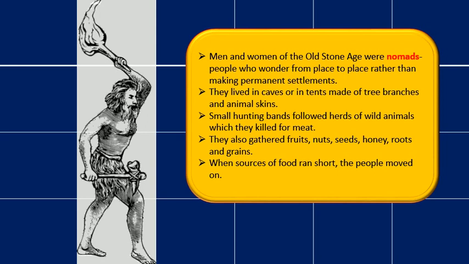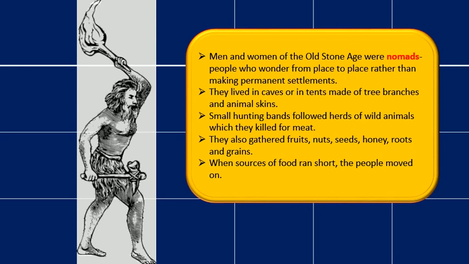Small hunting bands followed herds of wild animals which they killed for meat. They also gathered fruits, nuts, seeds, honey, roots, and grains. When sources of food ran short, people moved on.